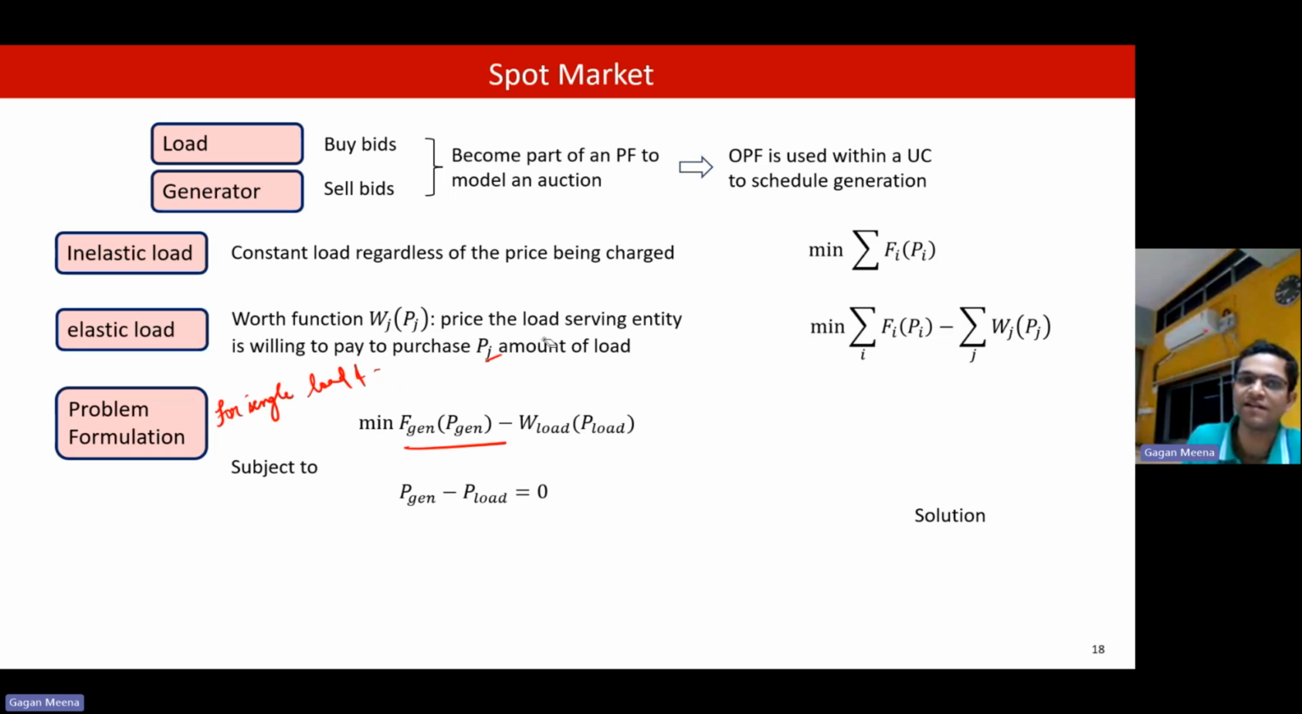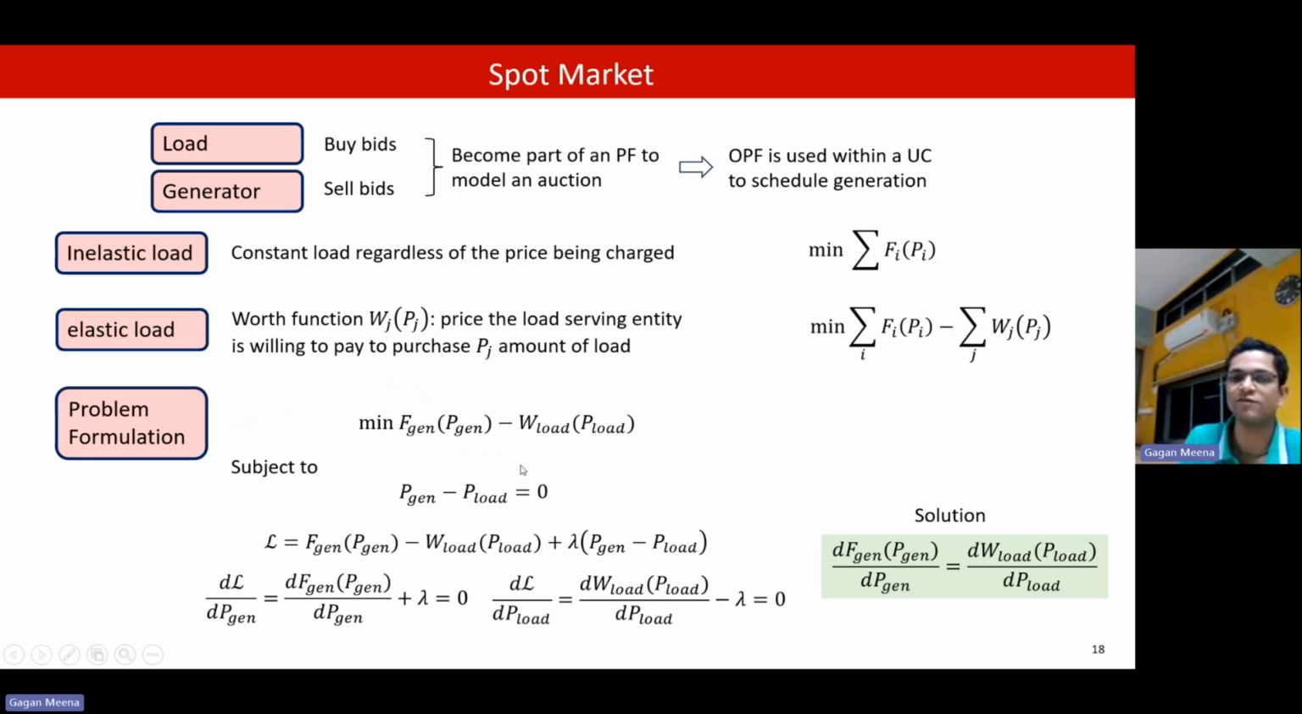Only one generator and one load is there. And here this is the objective function, and we have only one constraint: that the supply should be equal to the demand. And now if we use a Lagrangian function, then we have this objective function here, f(x) plus lambda times g(x). Now if we differentiate it with respect to both the variables, which are Pgen and Pload, then we will get this: the incremental cost of generator plus lambda is equal to 0, and the decremental cost of load minus lambda is equal to 0.